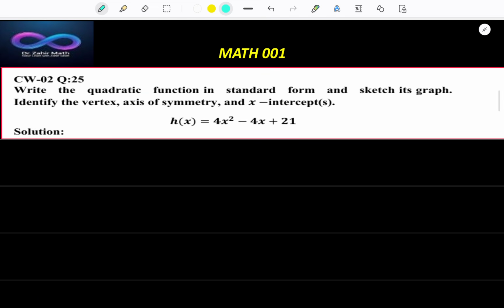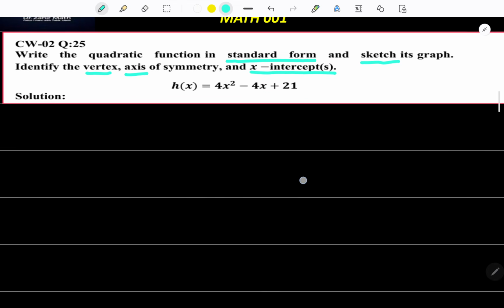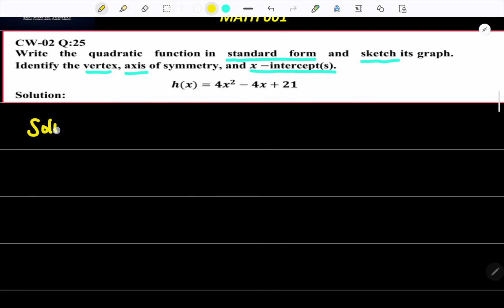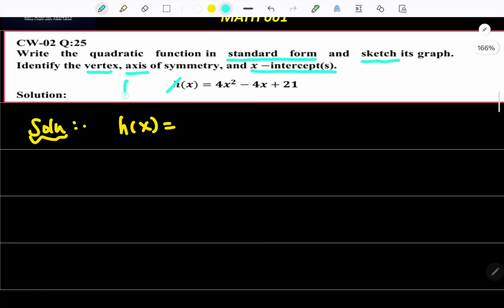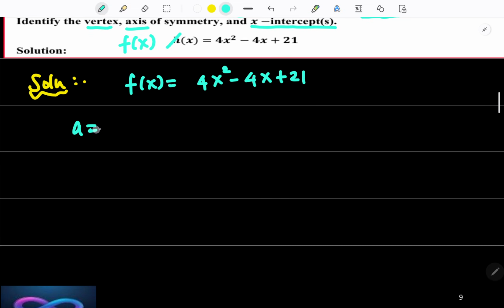The next question is: write the quadratic function in standard form. Sketch is there, vertex is there, axis is there and x-intercept. The same question we are going to do. Let us go for the solution. What is your h of x? We can write this as f of x, no problem, because usually h of x is not familiar for you. So f of x is equal to 4x square minus 4x plus 21. What's your a value? 4. What's your b value? Minus 4. What's your c value? 21.